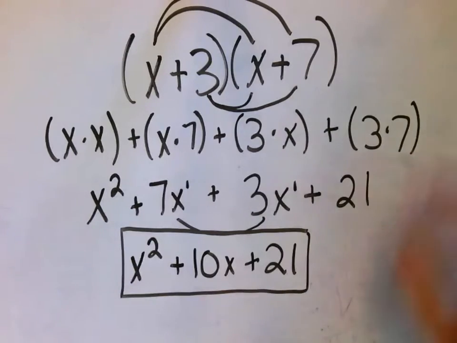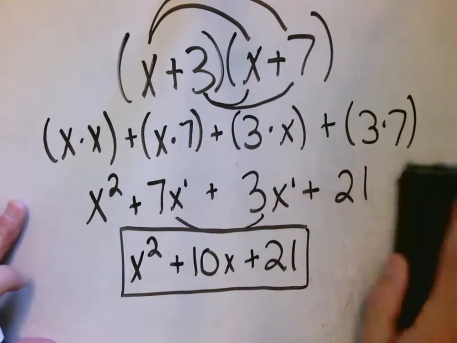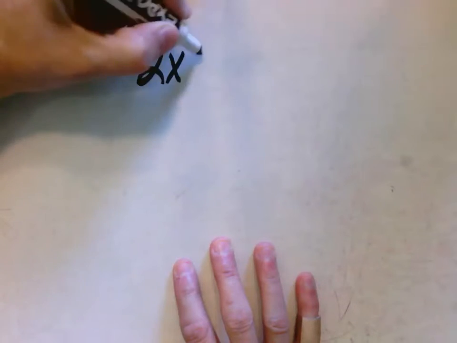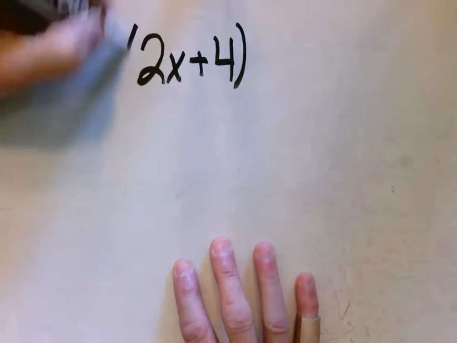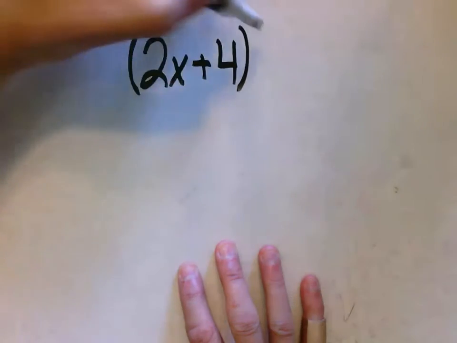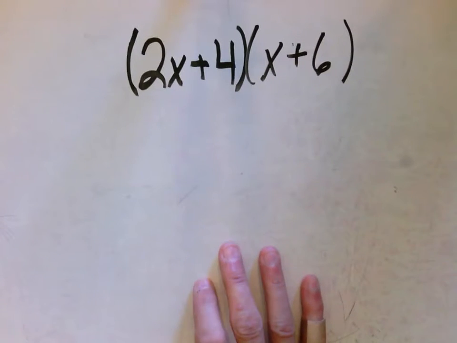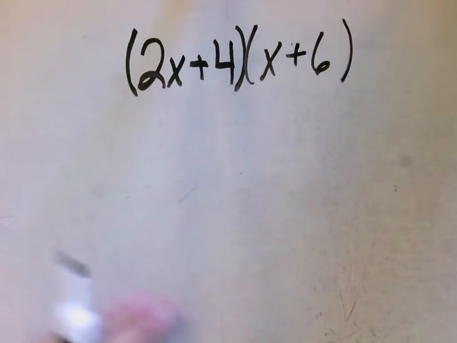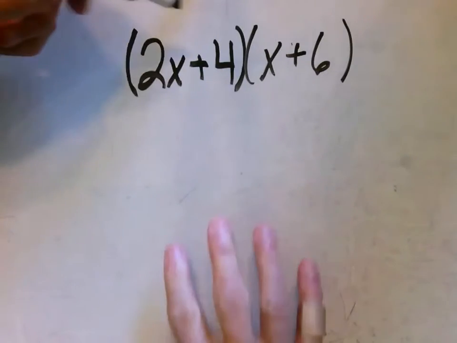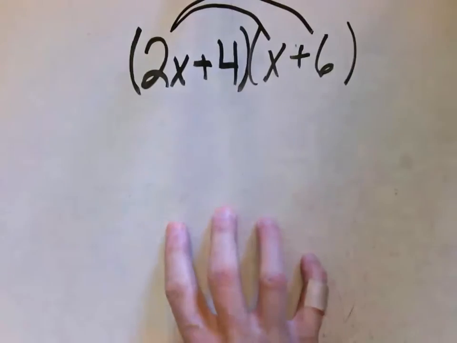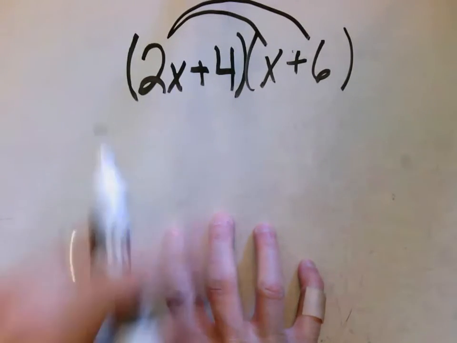plus 21. Okay, let's take a look at another one here real quick. Here I have 2x plus 4 times x plus 6. And we're going to do the same thing that we did on the last question. We're going to take 2x and multiply it times both of those numbers in the other parentheses, in the other group.